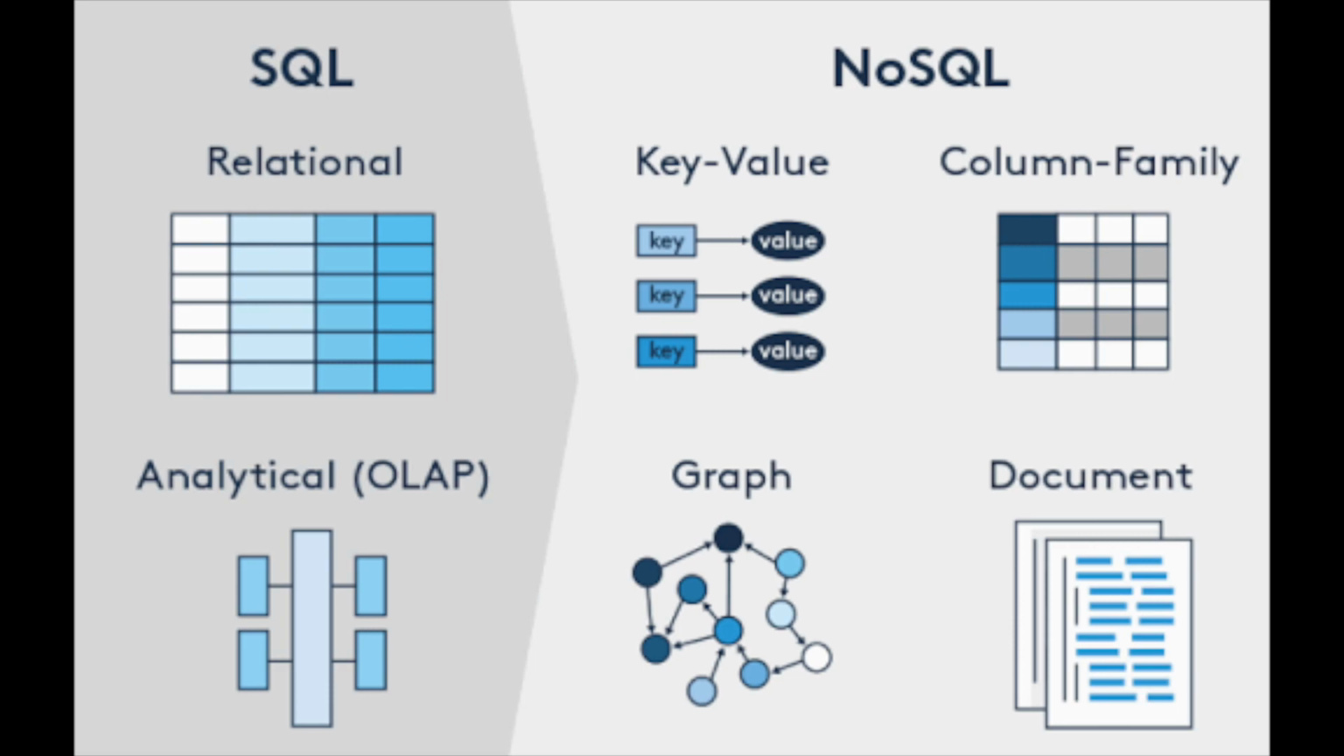SQL databases are often used for applications that require complex data structures or require data to be consistent across the different tables. NoSQL databases, on the other hand, are designed to handle large volumes of unstructured or semi-structured data. Unlike SQL databases, NoSQL databases do not use a fixed schema and instead allow for more flexible data models. NoSQL databases are often used for applications that require high performance, scalability, and availability, such as social media platforms or e-commerce websites.